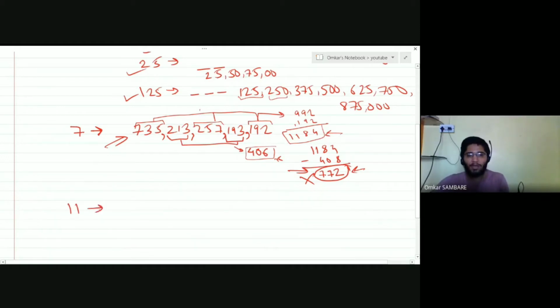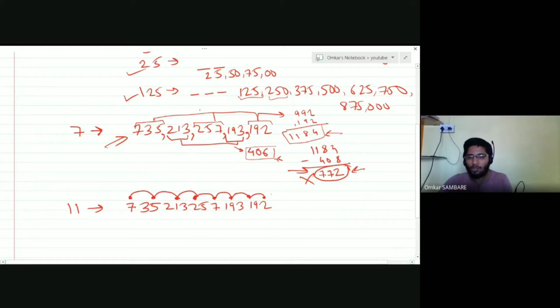It is the same for 11 also, but here we are taking alternate groups. For 11, we will take only alternate digits. Let's take the same number, 735213257193192. Now here we will take alternate digits. So 7 plus 5 is 12, plus 1 is 13, plus 1 is 14..., 22 plus 9 is 31, 31 plus 1 is 32, 32 plus 2 is 34. So the addition of the first alternate group is 34.